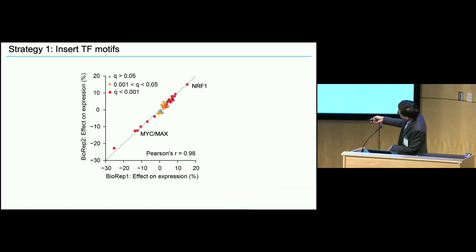So the effect size on PPIF gene expression across two biological replicates of the experiment, the replicates are really highly concordant, and many of the variants do in fact manipulate gene expression, but not by particularly impressive amounts. For example, inserting a MYC-MAX motif decreases expression of PPIF by about 10%, but that's maybe not exactly what we were looking for in terms of thinking about potential therapeutic applications.